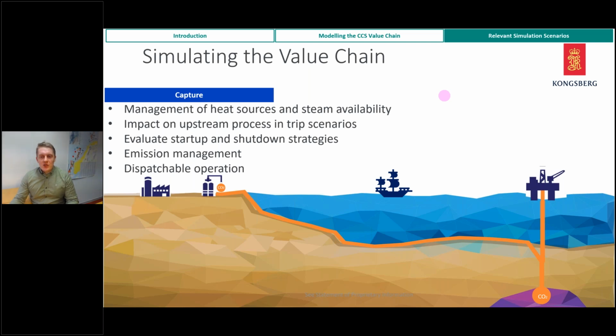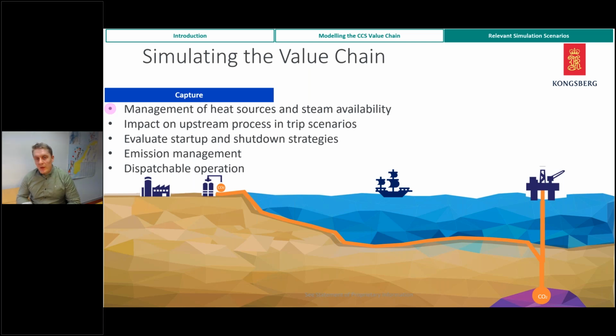When it comes to the capture site, we have typical questions surrounding managing heat sources and steam availability. For instance, if your emission process is highly integrated into the capture system, you might use a lot of heat from the emission process. Then how quickly can you get started? That's one question.